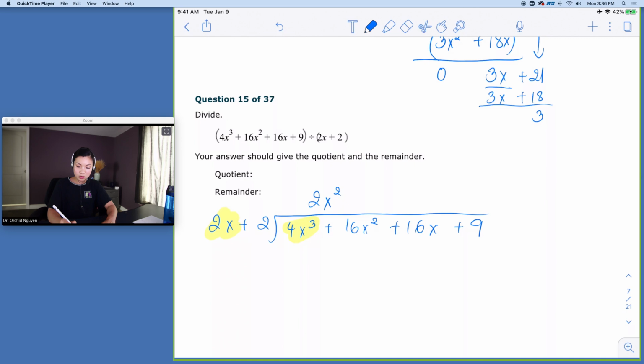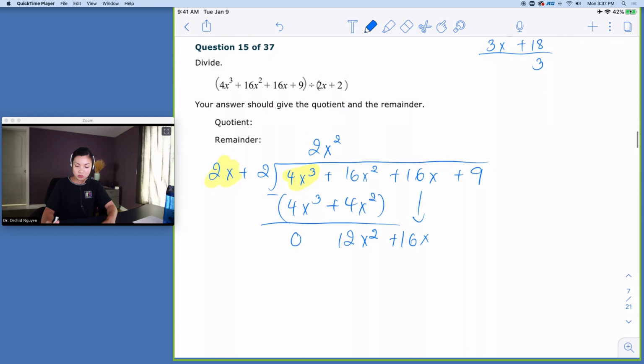And once again, we multiply. So 4x cubed, and then we have 2x squared multiplied by 2. So plus 4x squared. Subtract, I get 0 here. 16 minus 4, 12x squared. Bring down 16x.